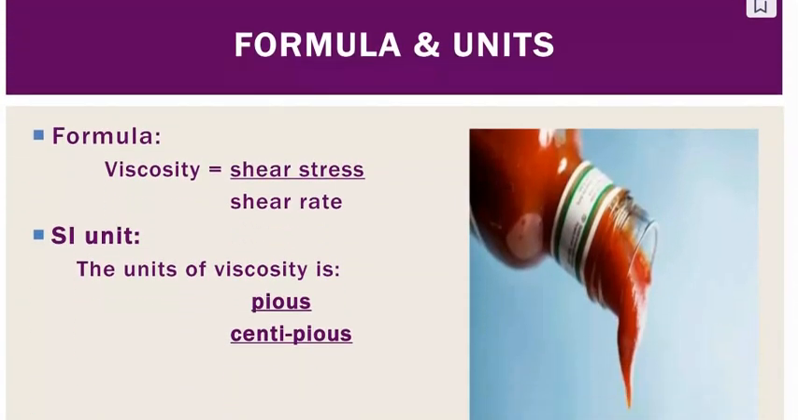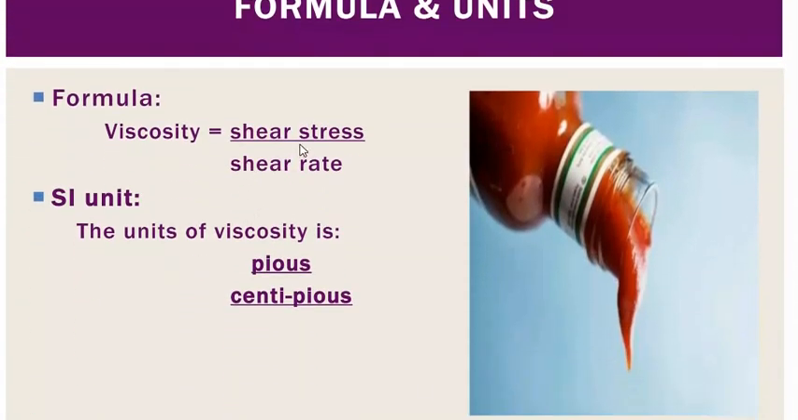Now formula and unit. Formula: viscosity is equal to shear stress divided by shear rate. The unit of viscosity is poise, centipoise. You can see this is more viscous. It is not coming out.